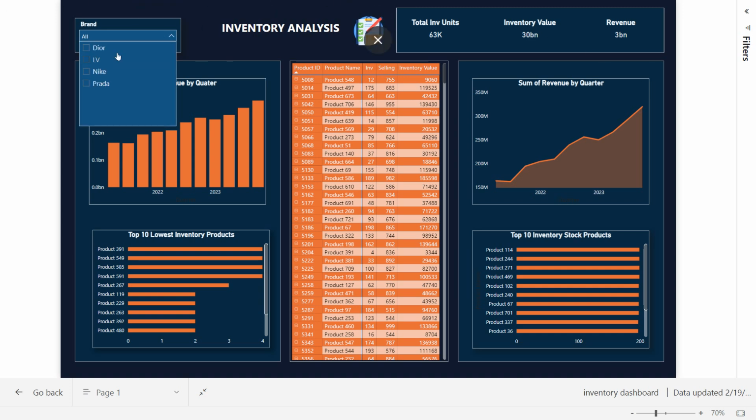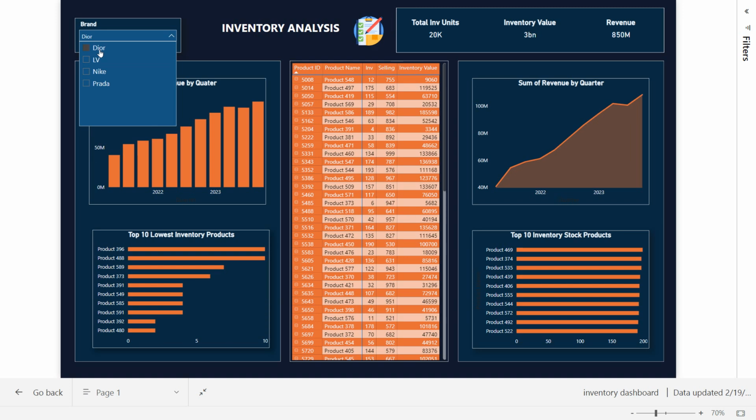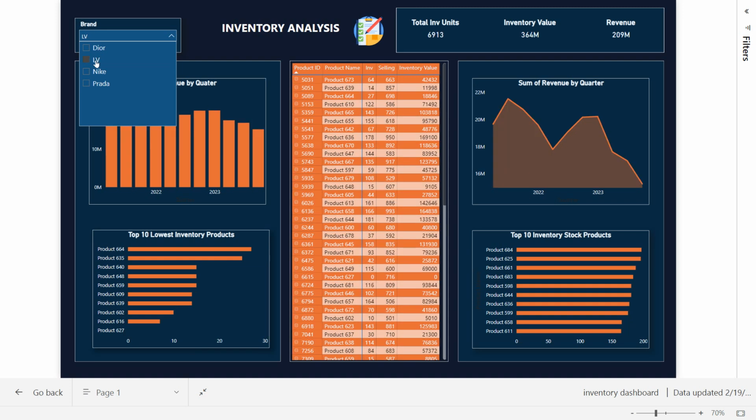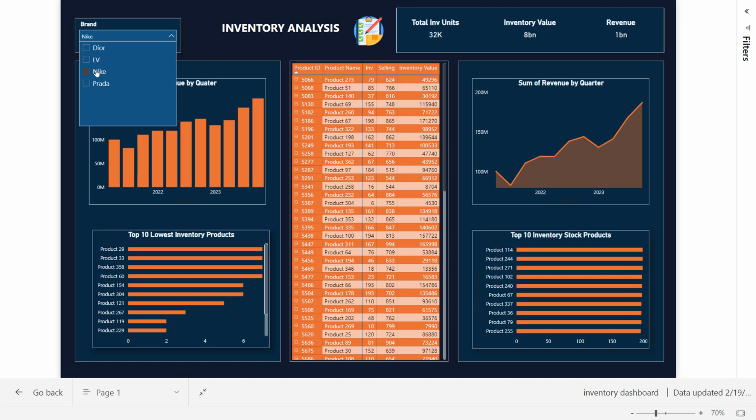Here we go. First brand is DR: revenue is 850 million, inventory value is 3 billion, total inventory units is 20k. What if it's LV? LV, the revenue is 209 million, inventory value is 364 million, and total inventory units 6,913. What if Nike? Revenue is 1 billion, inventory value is 8 billion, total inventory units 32k.